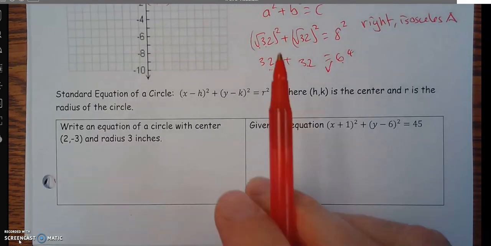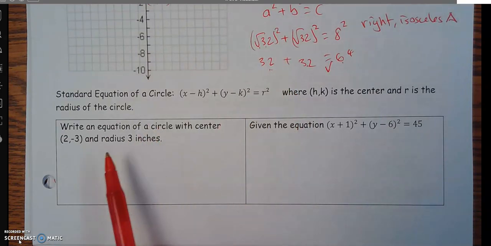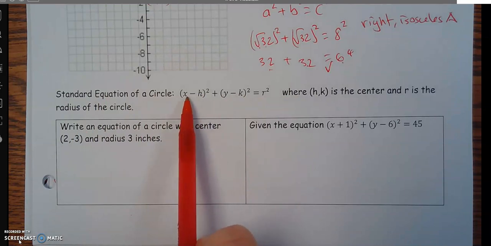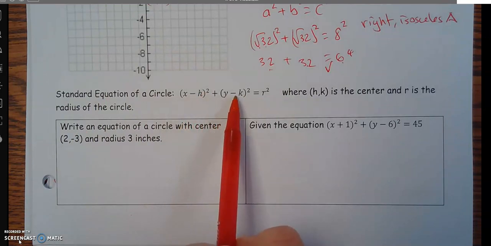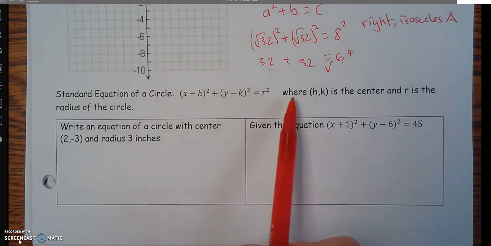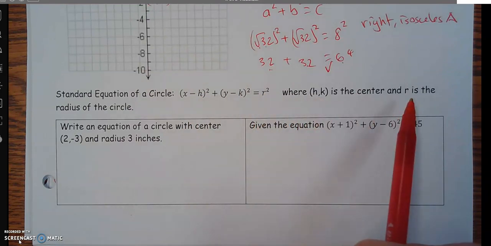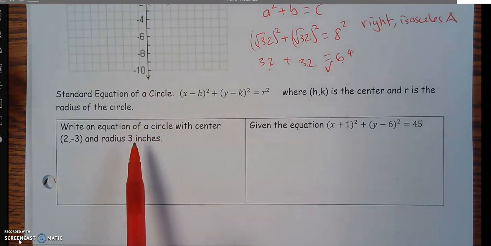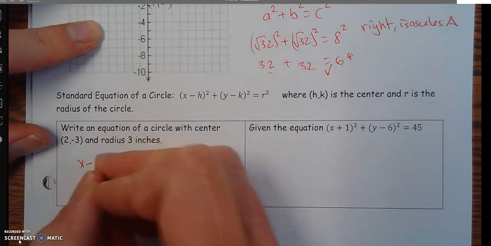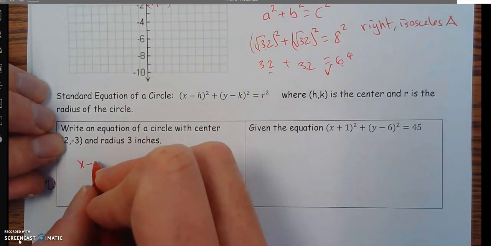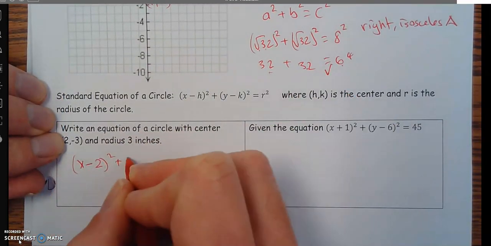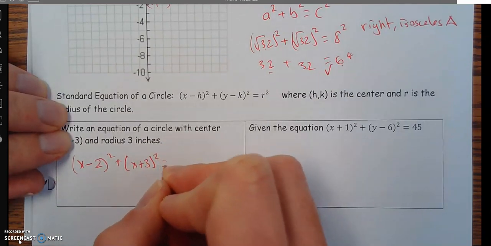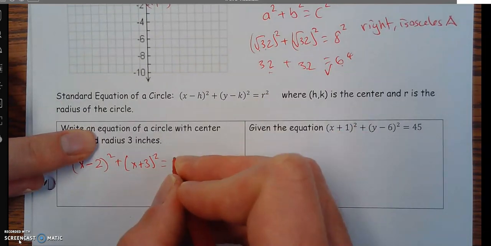Yeah, I've got about a minute 20 here before it cuts me off. So I've got the standard equation of a circle: x minus h squared plus y minus k squared equals r squared. h and k is just the center, and r is the radius. I'm supposed to write the equation of a circle with a center 2, negative 3, and a radius of 3. So I'm going to go x minus, h would be 2, y minus k, negative 3 would be plus 3 squared equals, and then r squared would be 3 squared, or 9.